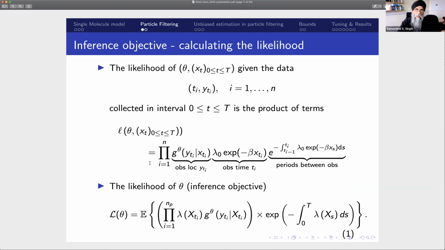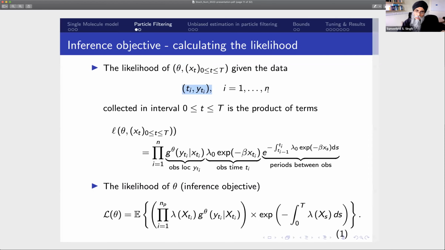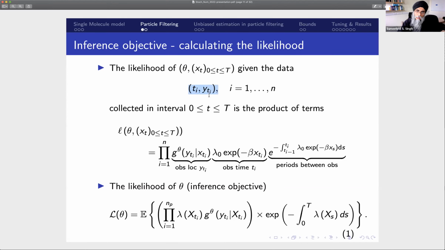Okay, so now here's the inference objective. Theta is a vector valued parameter. How many parameters there are depends on the experiment. It could be 10, 15, 20, depending on the number of molecules as well. Let's just assume there's a single molecule. If I knew theta and I knew the exact trajectory the molecule took between time 0 and capital T, then I could describe the probability density of this data set. So here's my data set. I've got n data points recorded until time capital T. And this is what the probability density of the data looks like.